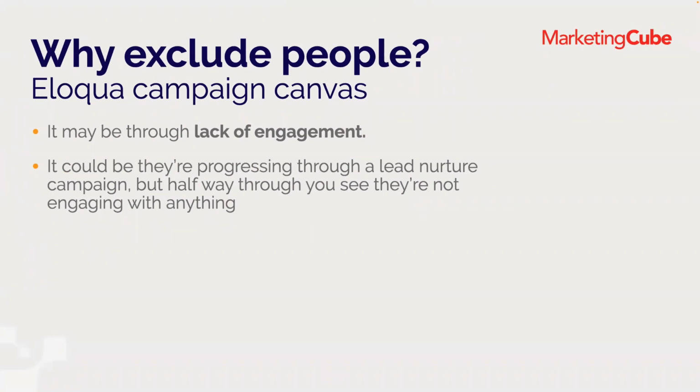There could be a whole range of different reasons, but another one can also be through lack of engagement. If we look at a nurture campaign, a standard lead nurture campaign, maybe it's 10 emails, and those 10 emails might be delivered over, it could be a 6-month period, right?